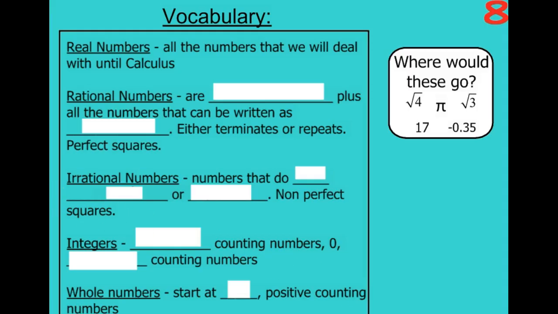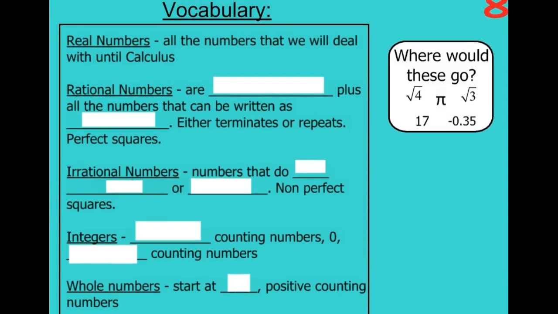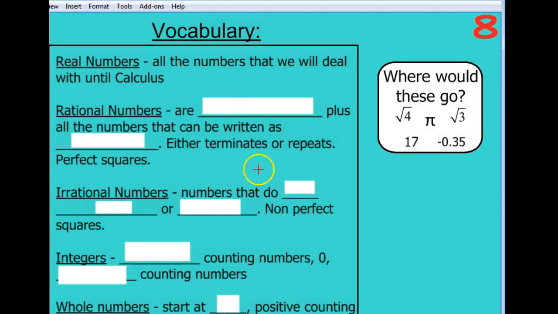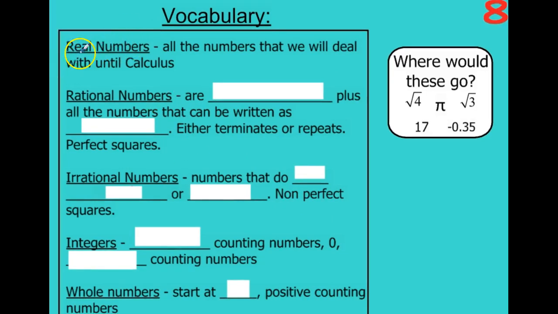So here's some vocabulary to explain the same information here. Here is our first number, which is our real numbers. All the numbers that we deal with in calculus. All of our numbers are real. We don't have fake numbers or imaginary numbers or anything like that. Then we have rational numbers.